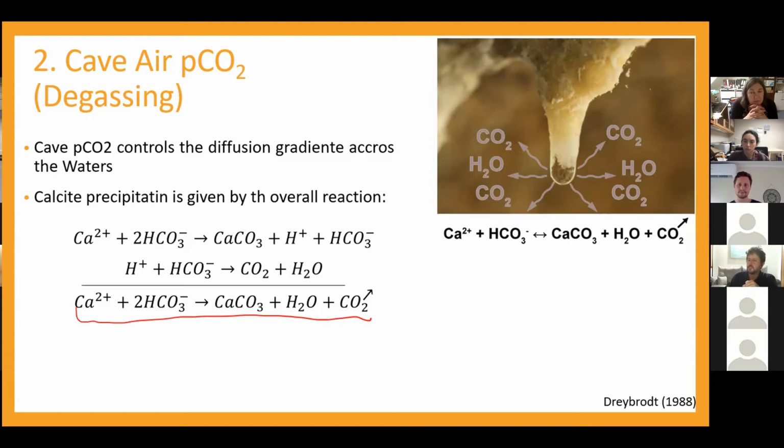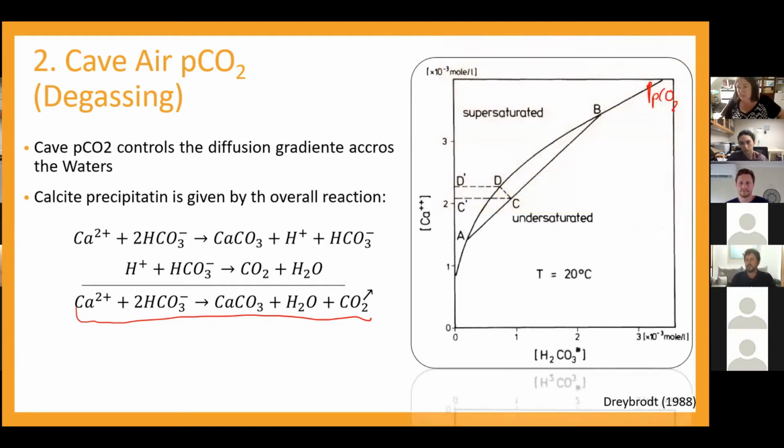if the CO2 concentration of the cave atmosphere is high, so imagine a high PCO2, the gradient between the solution and the atmosphere is low because there's also a lot of CO2 here. So there's a small amount of CO2 that could be degassed. So just a part of the calcium could be used to precipitate calcium carbonate, which means that the gradient of CO2 between solution and atmosphere, or in other words, the degassing, controls how much calcium could be used to precipitate calcium carbonate.